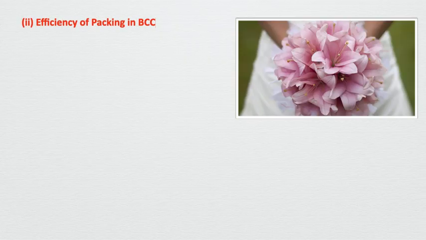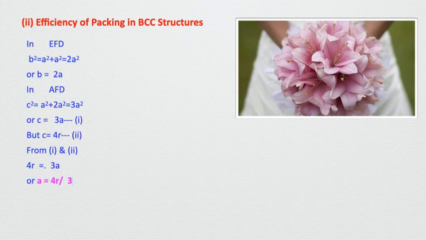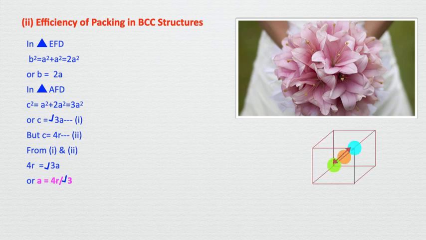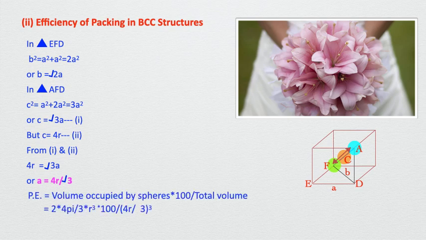Let's now calculate the efficiency of packing in the BCC structure. The calculations are shown; let us explain them. First draw the BCC structure, with vertices named A, B and so on. In triangle EFD, b square will be equal to EF square plus ED square. EF is equal to a, ED is also a, so b square is 2a square. Then b will be equal to root 2 a.